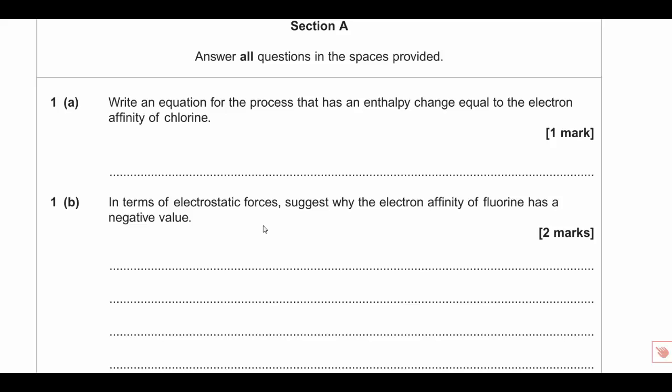Write an equation for the process that has an enthalpy change equal to the electron affinity of chlorine. So, electron affinity, opposite of ionisation energy, we're essentially adding electrons. It's just a really weirdly worded question. Anyway, we start with chlorine as a gas, and rather than taking away electrons as we do in ionisation energies, we're adding an electron this time. So add an electron, the result being the chloride ion, also gaseous. That's fairly straightforward.